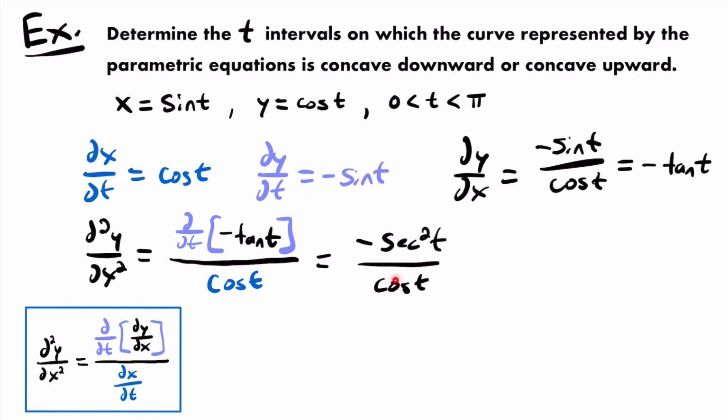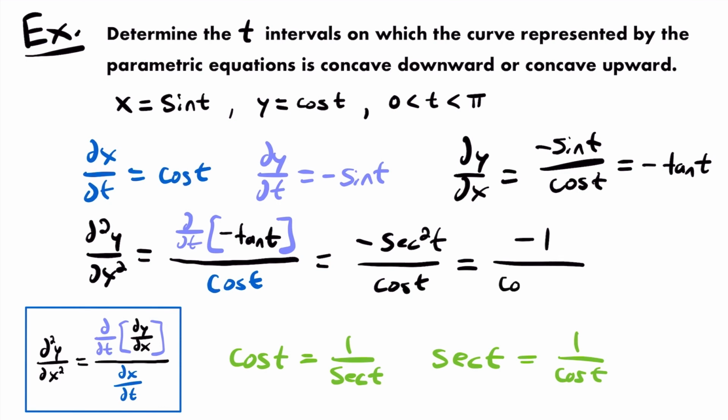This would be our second derivative, but we can simplify this further. Note that secant is equal to 1 divided by cosine. If you remember your trigonometric identities, cosine t is equal to 1 divided by secant t, which means that secant t is equal to 1 divided by cosine t. So we can rewrite secant squared t as 1 divided by cosine squared t. This will be equal to negative 1 divided by cosine t times cosine squared t, and cosine t times cosine squared t is cosine cubed t. So this is equal to negative 1 divided by cosine cubed t. And now we have our second derivative.